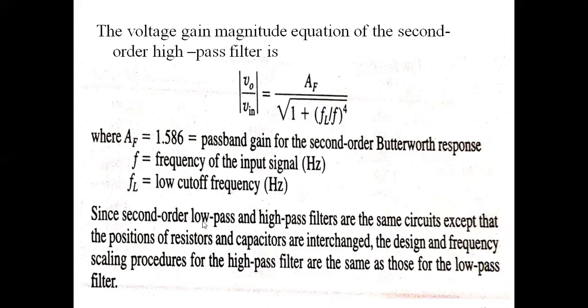The second order low pass and high pass filters are the same circuit, except that the positions of the resistors and capacitors are interchanged, and hence the design and frequency scaling procedure of the high pass filter are the same as those of the low pass filter. So we can adopt the same approach for designing the second order high pass filter. The design procedure remains the same, except that instead of fH we use fL. In this way we can study the second order high pass filter.